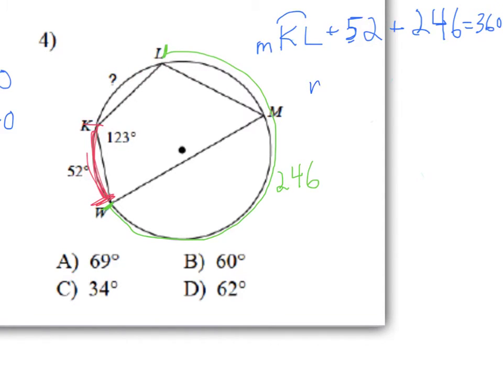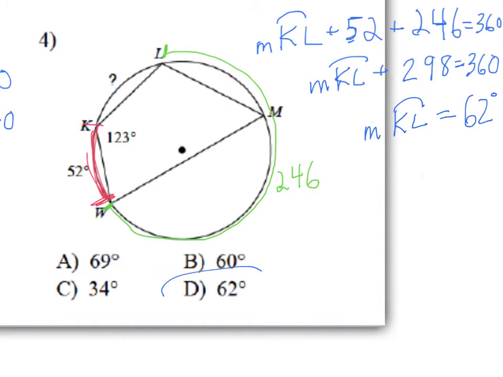So all 3 arcs must add to 360, which means if I take KL, what's 52 plus 246? I think that's 298. So then to find KL, I would simply need to subtract 360 minus 298, which I think is 62. And that would be D. Just a pointer: when doing 360 minus 298, I did 360 minus 300, but that was too many, so then I added 2 back. Alright, so there you go.